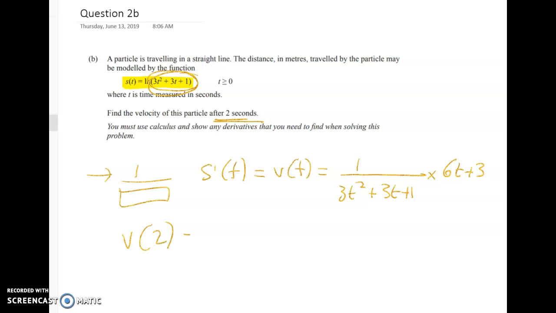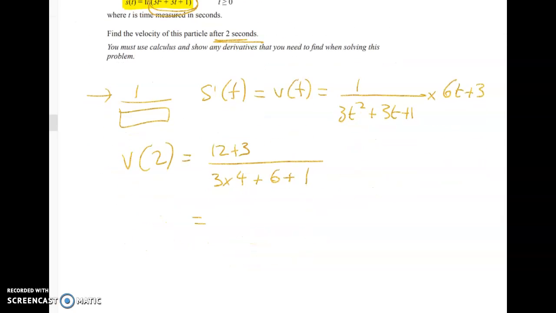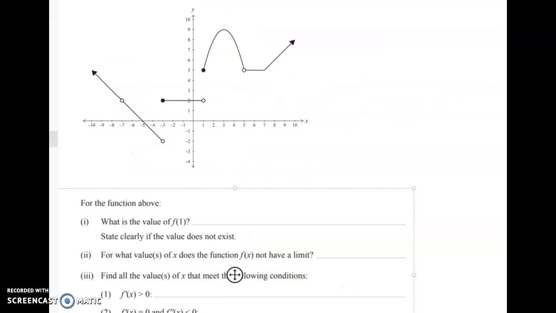So v of 2 is equal to 12 plus 3, so 15 over 3 times 4 plus 3 twos are 6 plus 1. So what does that give us? Well, we get 15 over 19, and if we get a decimal approximation for that, we get 0.789 meters per second.